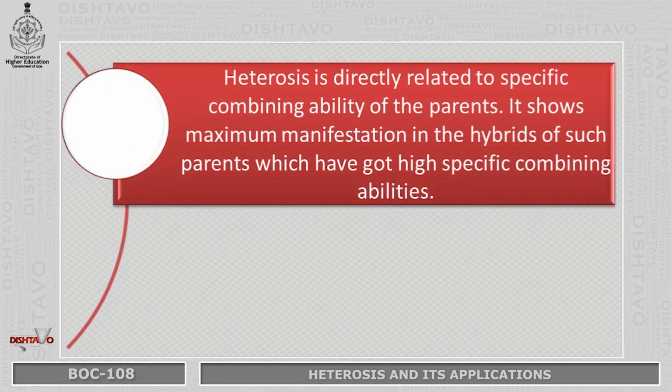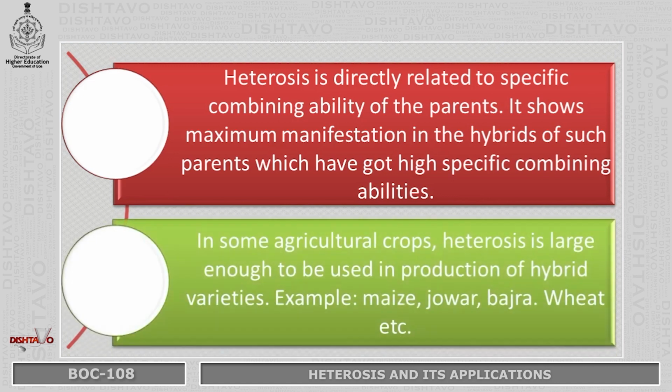Heterosis is directly related to the specific combining ability of the parents. It shows maximum manifestation in the hybrids of such parents which have high specific combining abilities. In some agricultural crops, heterosis is large enough to be used in production of hybrid varieties. For example, in maize, jowar, bajra, wheat, and many more.